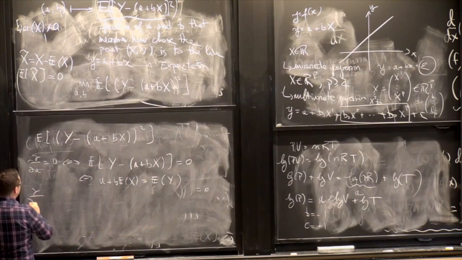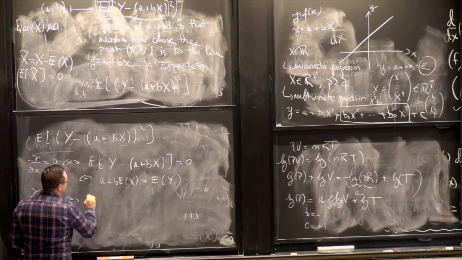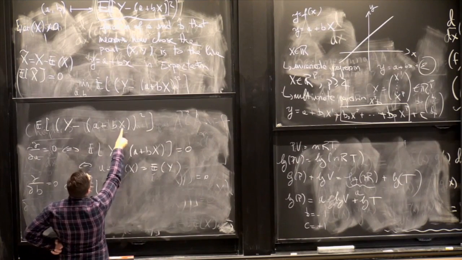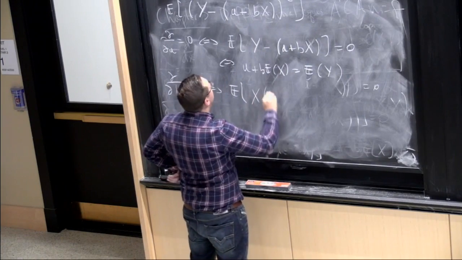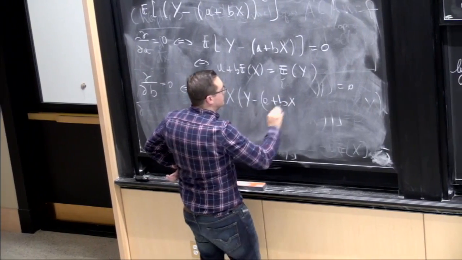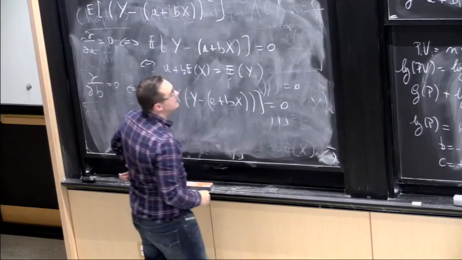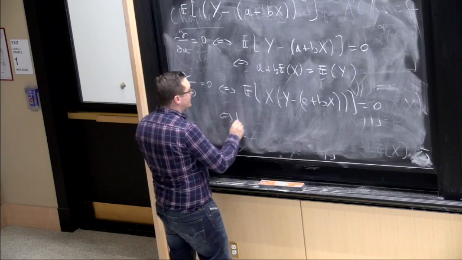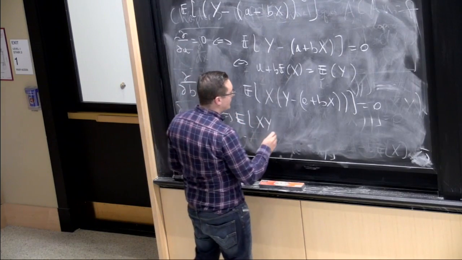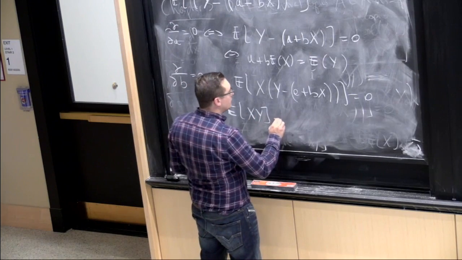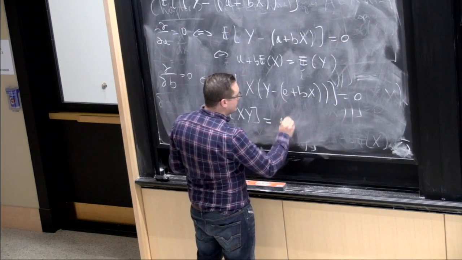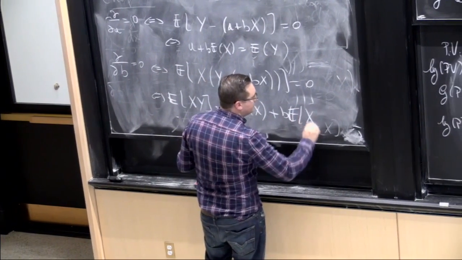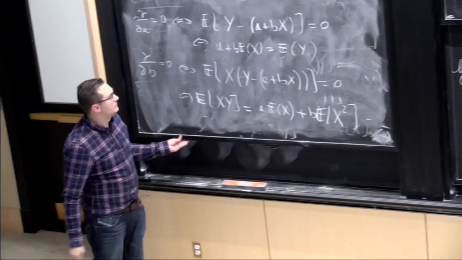Now, if I take the derivative with respect to b and set it equal to 0, this is telling me that the expectation of, well, it's the same thing, except that this time I'm going to pull out an x. This guy is equal to 0. This guy is not here. And so that implies that the expectation of xy is equal to a times the expectation of x plus b times the expectation of x squared. OK?